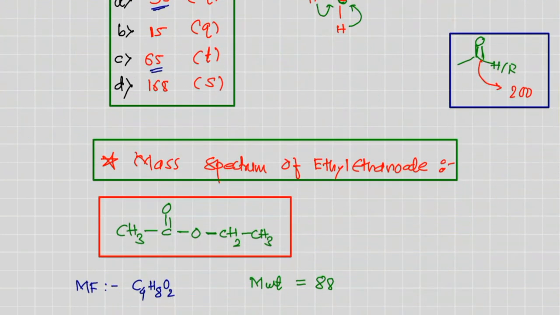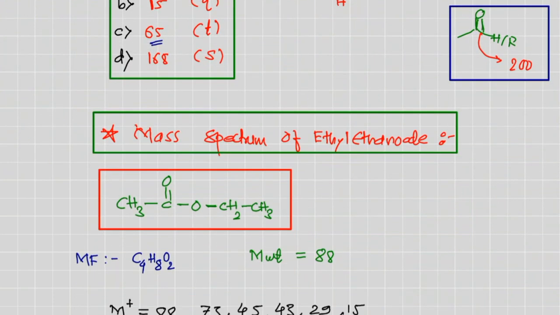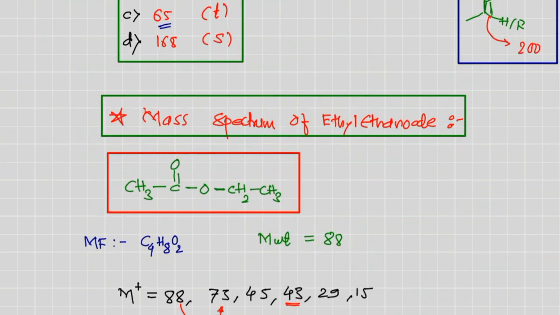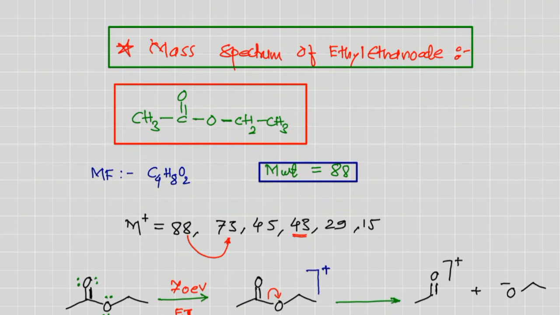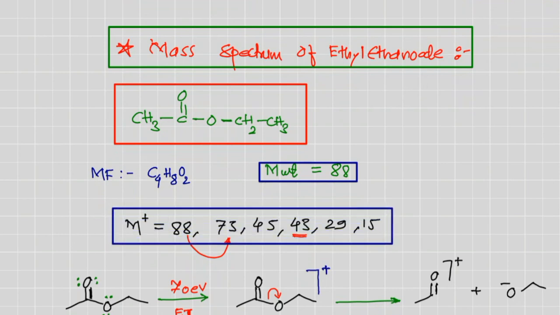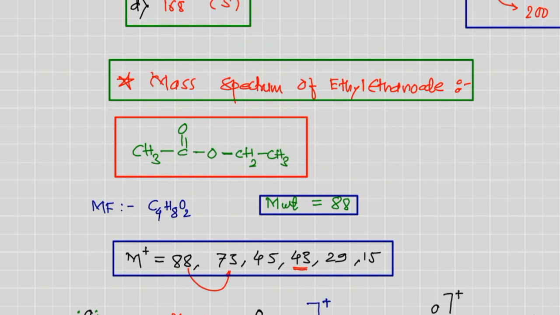You can also apply the mass spectrometry technique, particularly for ethyl ethanoate. For this ethyl ethanoate, the molecular weight is 88, and the signals are given in this fashion. Look at the signals here: the molecular weight is 88, then the second signal is 73, then 45, 43, 29 and 15. You know that mass spectrometry is nothing but fragmentation.